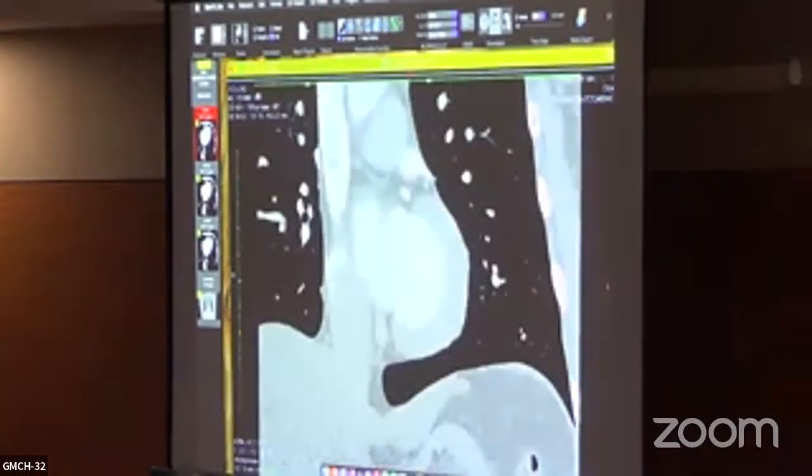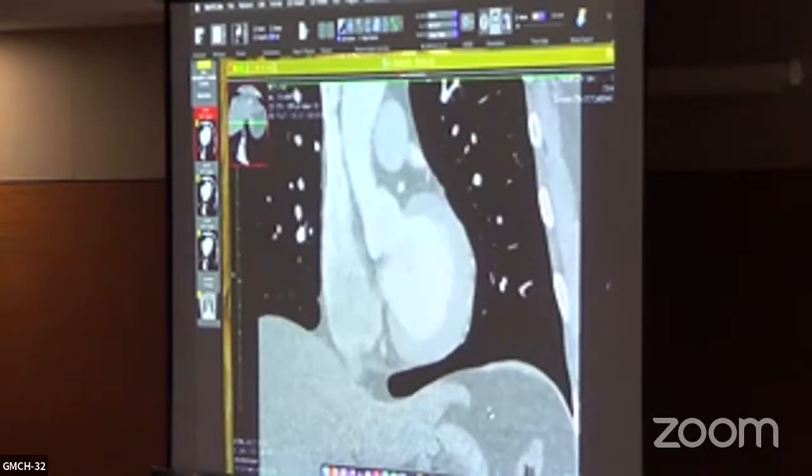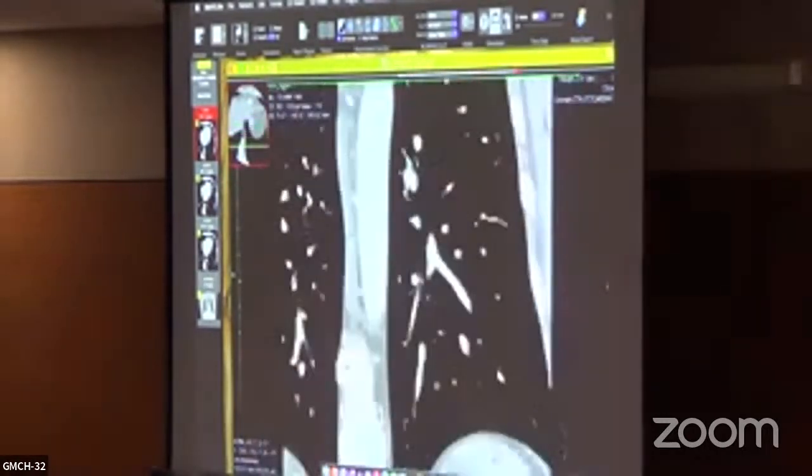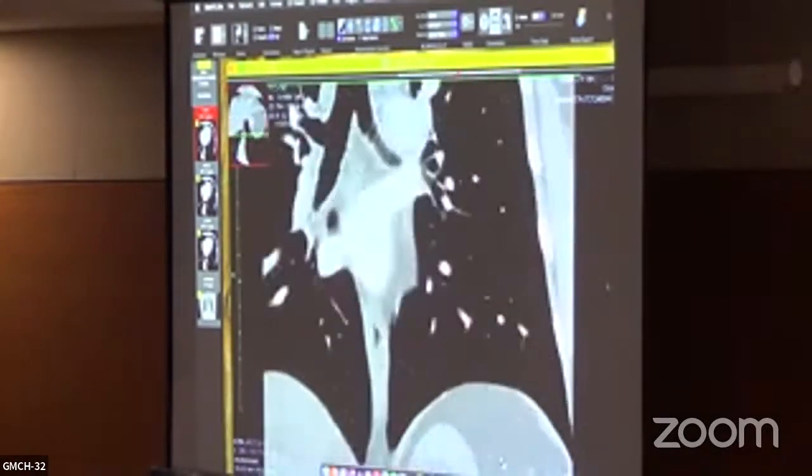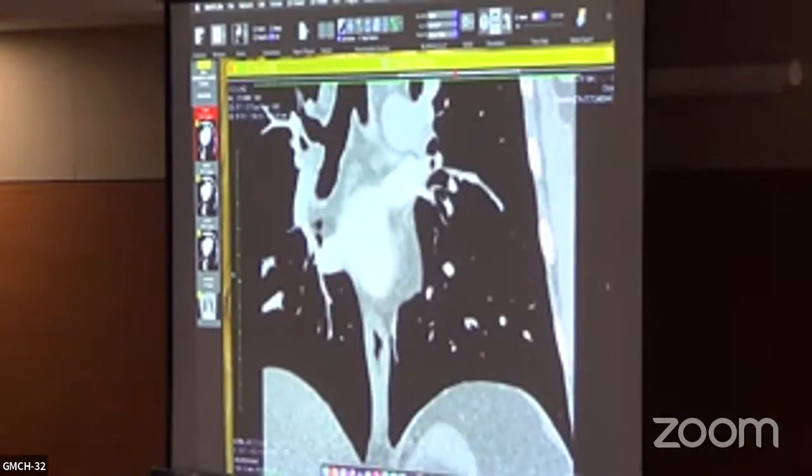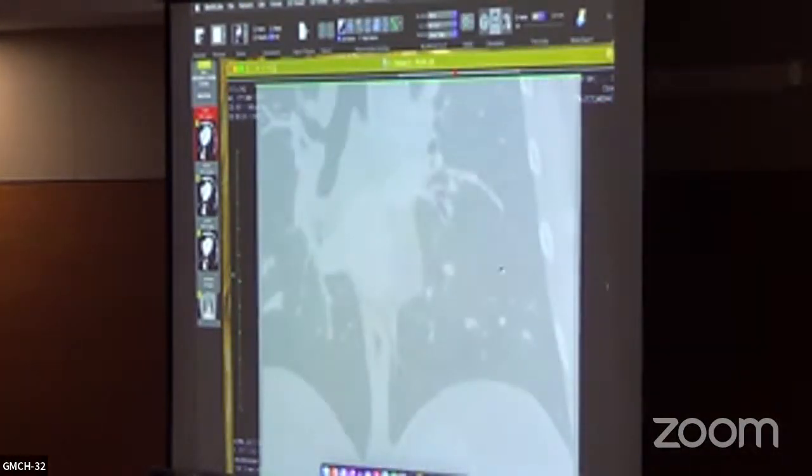So we start off with looking at the coronal sections. See, the liver is on the right, spleen is on the left here, and you can see that the gastric bubble is on the left. So this is normal abdominal situs. The next thing that you're going to look at is the bronchial situs.